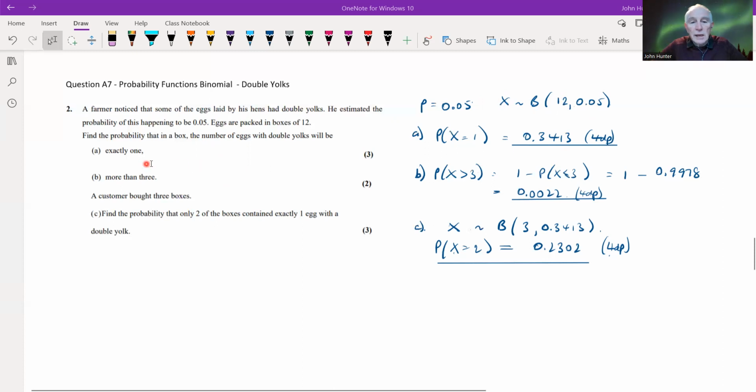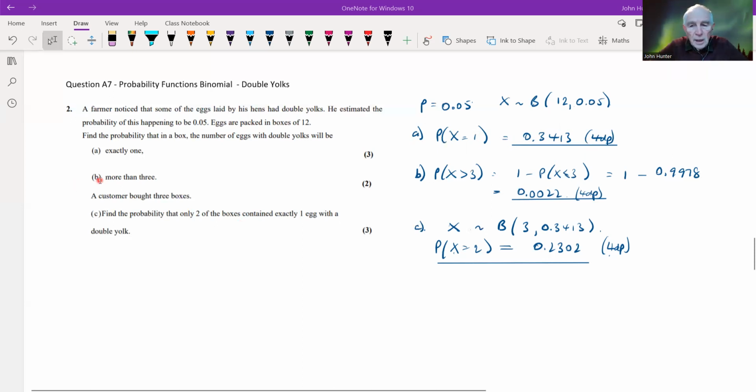Okay, and to find exactly 1, we can just go into our calculator, choose binomial probability function, and we enter a value of little x. So this is the random variable big X equals some value little x, and our little x is 1. So if we enter these parameters with this value of x, that's just simply going to give us a value of 0.3413. So that's the answer to the first part.